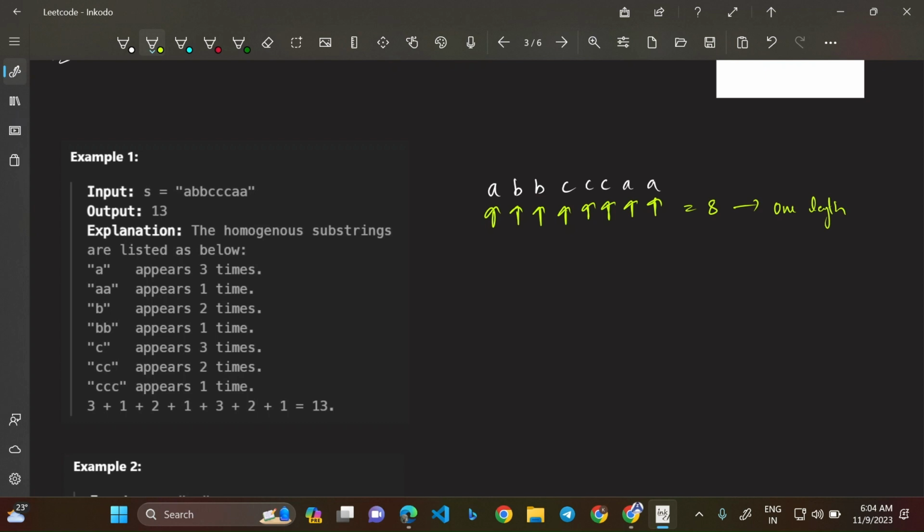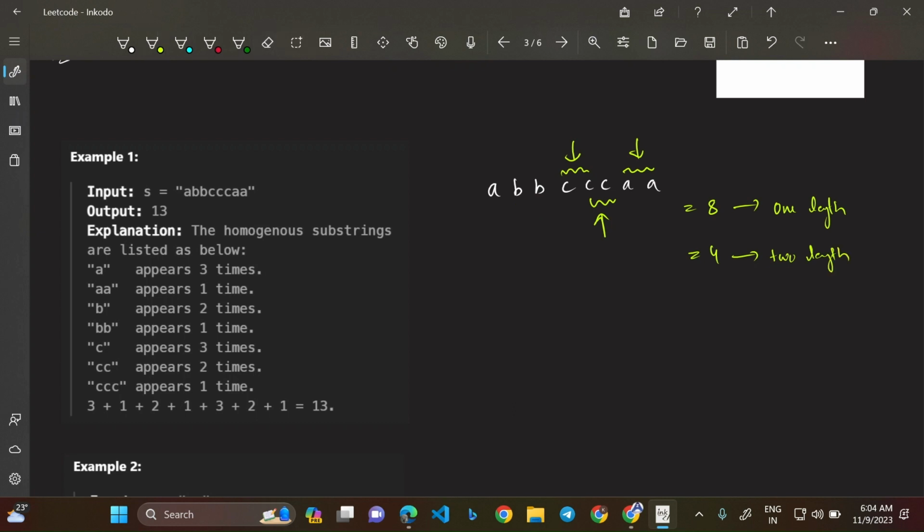Now let us consider length 2. This particular substring can be homogeneous because B and B, all the characters are the same. So this is one. Coming to the double C, this can also constitute one homogeneous substring because both C's are the same. Similarly here as well, both are the same. Now coming to the A A, this can also be homogeneous because all the characters are the same. So totally, there are four 2-length substrings that are homogeneous.